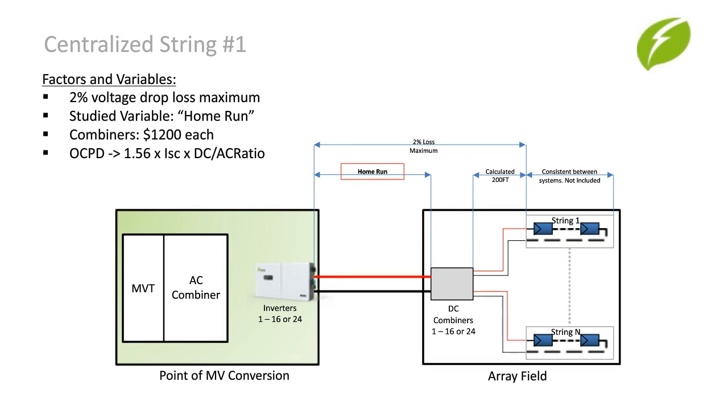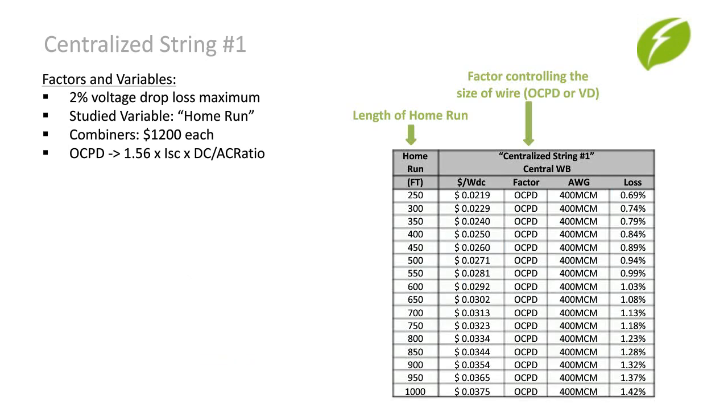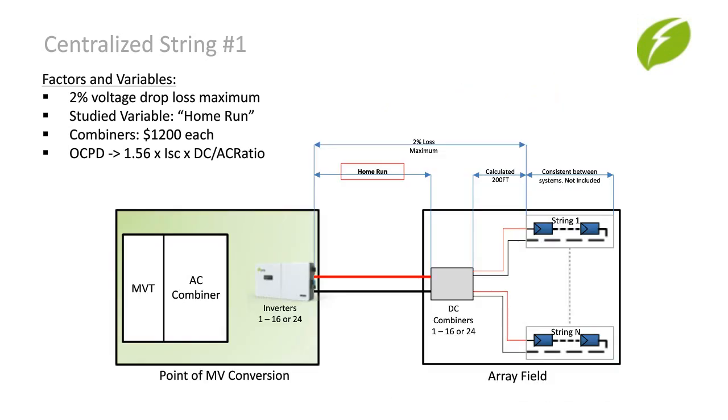The first architecture that we're going to look at is the centralized string option 1. The system has DC combiners out in the array field, and the inverters are at the point of medium voltage conversion. The inter-array wiring is not included because this is going to be consistent between each of the system types that we're going to look at today.